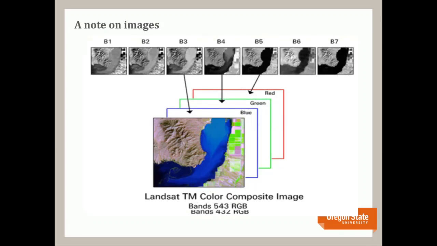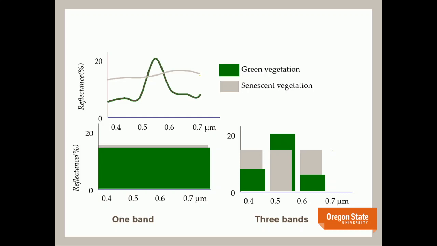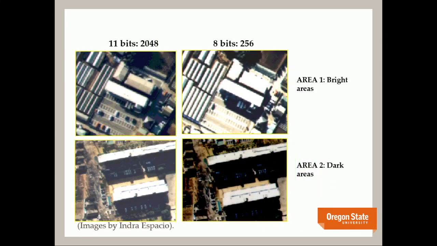A note on images. Landsat color composite image, band 543 RGB, band 432 RGB image. The reflectance with one band is presented on the left side and three bands on the right side. The green color shows green vegetation, and senescent vegetation is in gray. The pattern of reflectance, how it is reflected with one band and three bands, is clearly described here in a pictorial way.